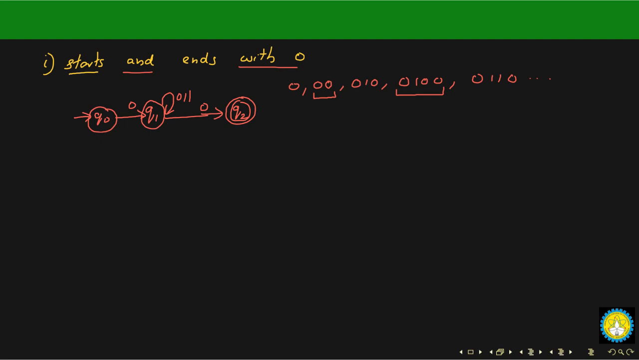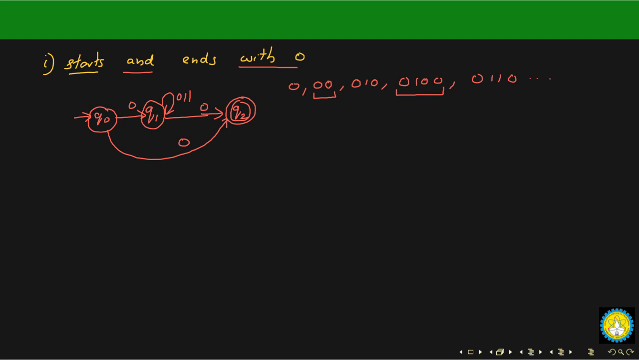Now there is a problem here. The problem is that it will not accept 0, right? So to make 0 also acceptable, what we need to do is just draw a transition from Q0 upon 0 to Q2, right? So there are two transitions on 0 defined now.